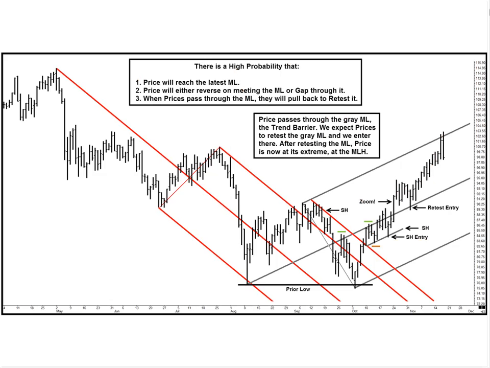You can see if you didn't enter here, it was pretty hard to get aboard. But I'll show you an alternate in a second. So let's take a look. There's a high probability, excuse me, that price will reach the latest median line. Price will either reverse on meeting the median line or gap through it. When price passes through a median line, price will pull back to retest it. And you can see price passes through the gray median line, the trend barrier. And we expect that price will retest the green median line, and we may enter there.